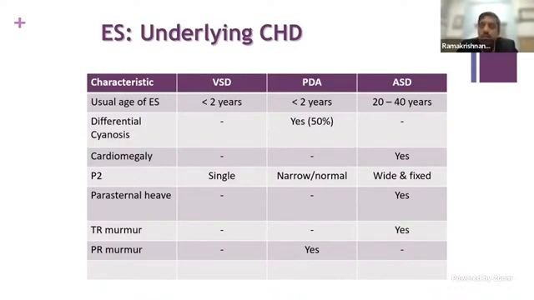So the points in favor of PDA include a differential cyanosis, a normal or a narrow split S2, and a PR murmur. And a lot of positive things favor ASD: that is cardiomegaly, wide and fixed S2, a parasternal heave, a murmur of TR. If nothing is there, which is most often the case, just a single S2 with a soft murmur, with a mildly cyanotic patient, it has to be VSD with Eisenmenger syndrome.